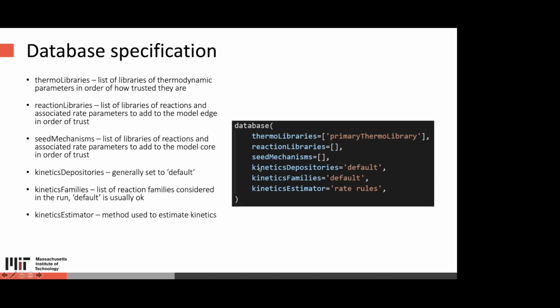But if you look at the third one, the seed mechanisms, it is also a list of libraries of reactions and the associated rate parameters, but those would be directly added to the model core initially. So you can choose which case applies to you most.